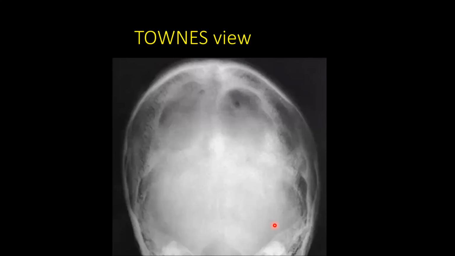Surely these days we do a lot of CTs, but there may be places or ordinary clinics where they still do the plain X-ray, and you have this coronal suture and lambdoid suture, which separates the parietal from the occipital bone. Okay.